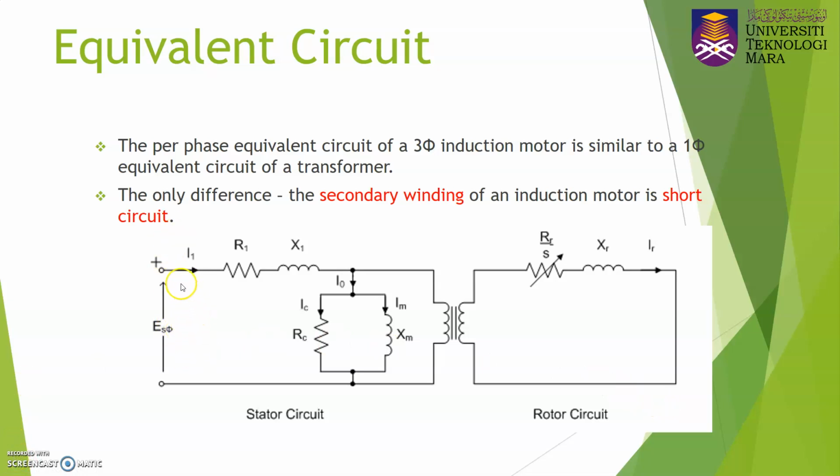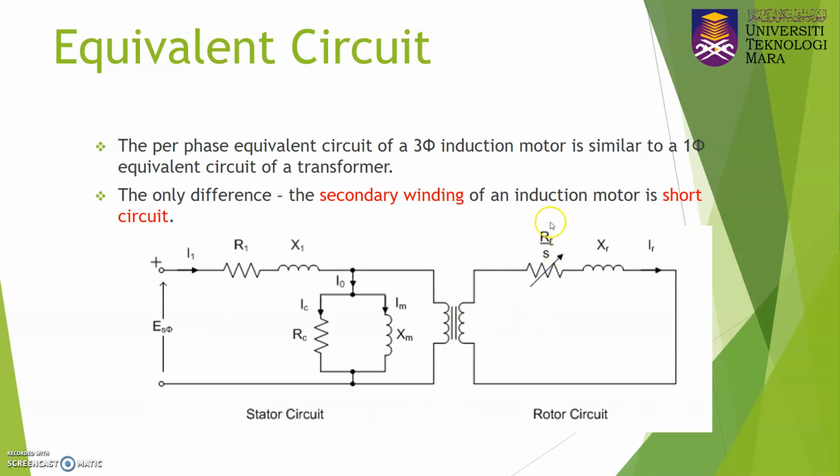Based on the circuit, ES is the supply voltage per phase. So when the question gives you the value of V line to line, you need to convert it to per phase first. This is the per phase terminal voltage. R1 represents the per phase stator winding resistance. This is the per phase stator leakage inductance. RC represents the per phase stator core loss resistance. XM represents the per phase stator magnetizing inductance. So this is the stator circuit.